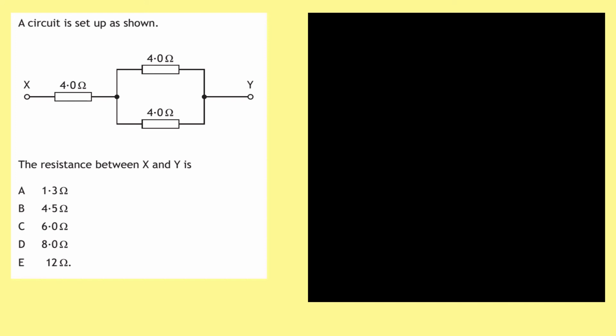So 4 divided by 2 is equal to 2, and then we use the series circuit rule. RT is equal to R1 plus R2, which is 4 plus 2 equals 6 ohms. That is C.